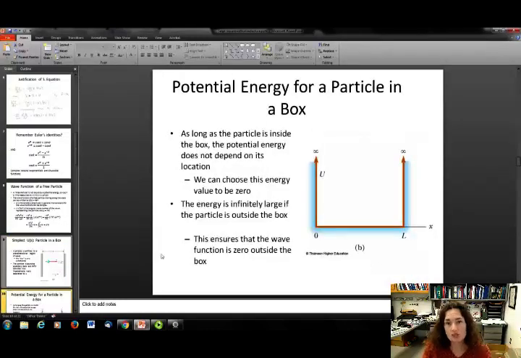Okay, so what would the potential energy be for this particle in an infinite square well? Well, the simplest thing to do is just to make it a square. Your potential energy goes to infinity at the walls of the box. It's infinite outside the box, and it's 0 inside the box. So U is equal to 0 for 0 to L, and U is equal to infinity outside the box. That's our potential energy function.